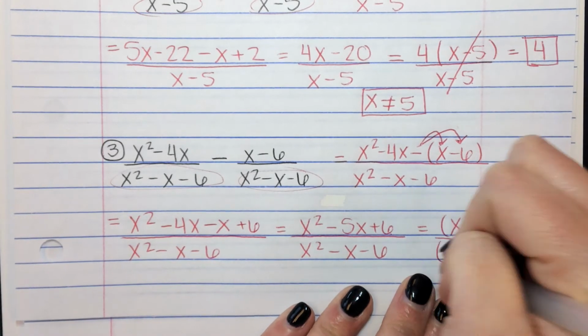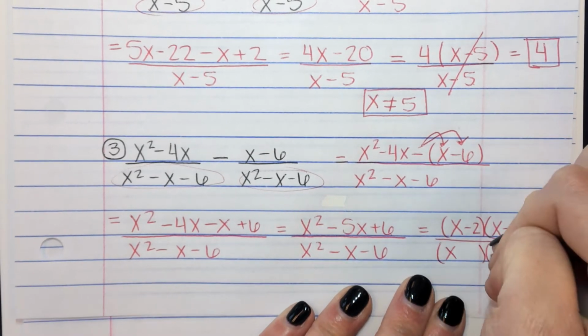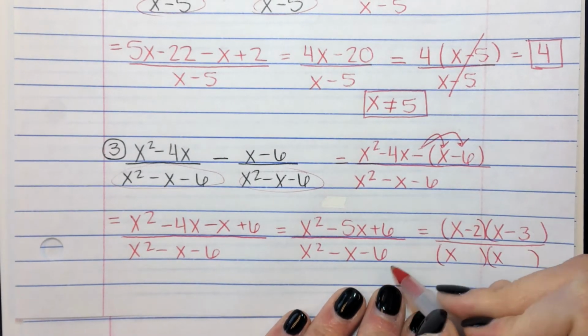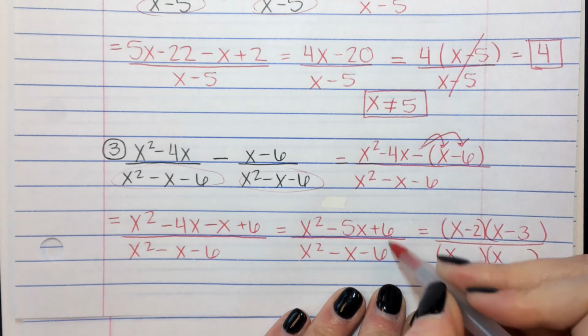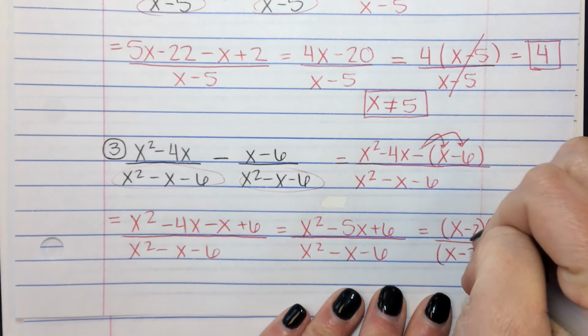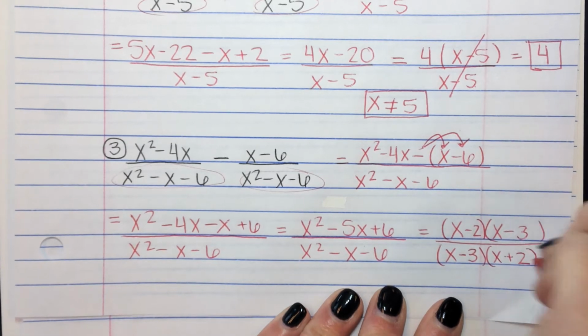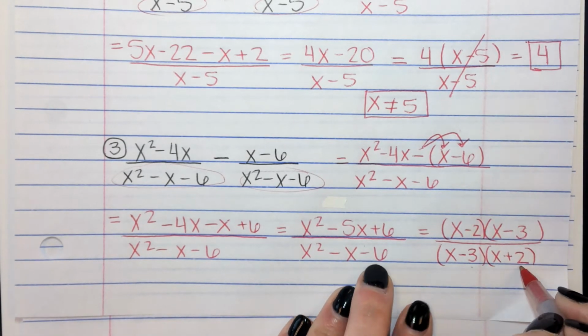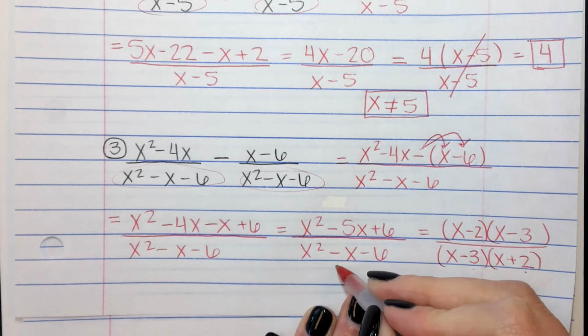Then on the bottom, we're going to need two factors. We have x and x. This time, we have to multiply to get negative 6 and add to get negative 1. So that's going to be negative 3, positive 2. So negative 3 times 2 is negative 6. Negative 3 plus 2 is negative 1.